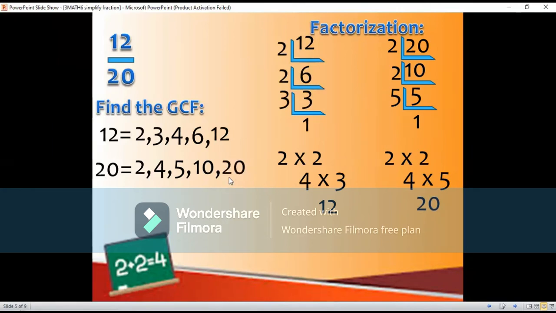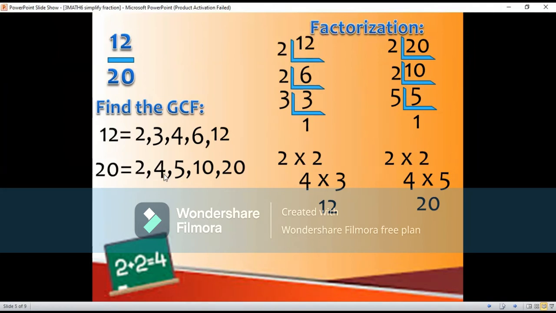So in finding the GCF, it is very easy because you will look only for the number from 1 until halfway. And then if you write the halfway, you will write the so-called the given number. So halfway and then the given number. Did you get it, class? If yes, let us proceed to divide the fraction, the given fraction.